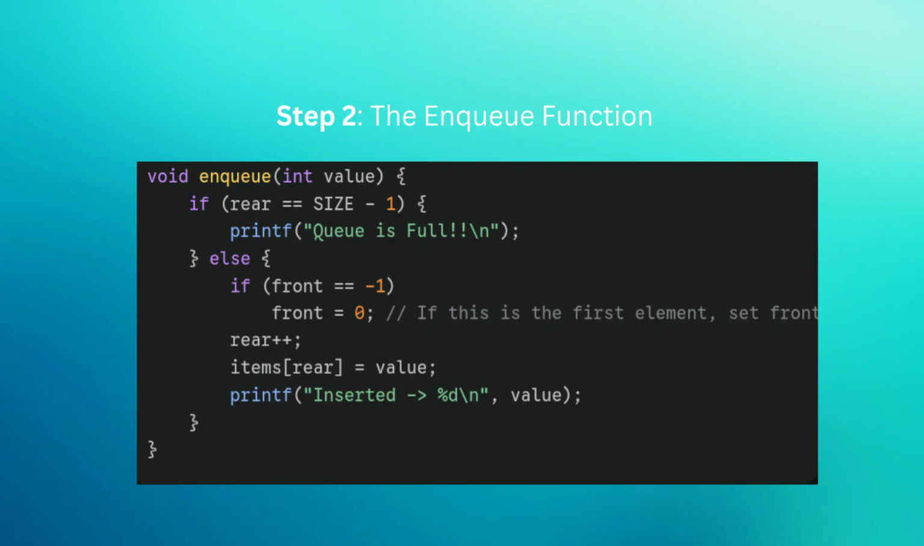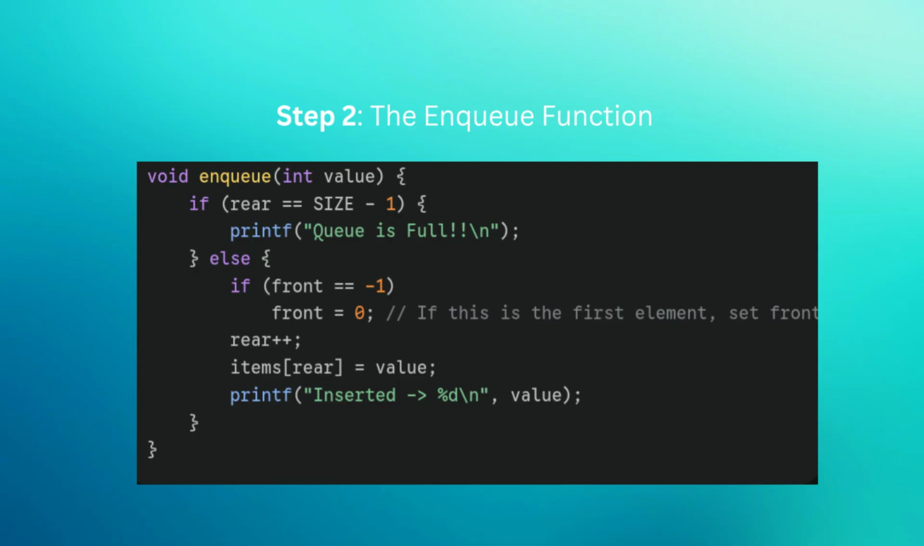Now inside the function, we first have an if statement to check if the queue is full. If rear is equal to size - 1, then we will be printing "queue is full." Okay, size - 1 is the number of indexes inside the array. So if they are equal at rear, meaning the queue is full.